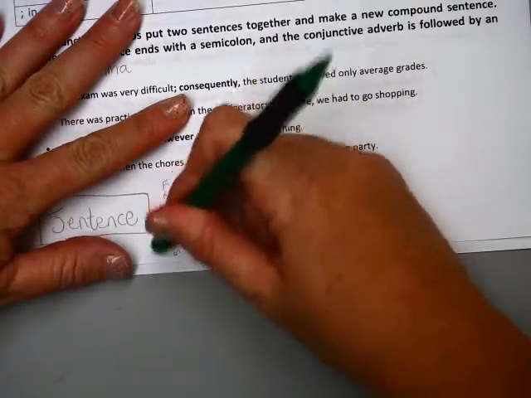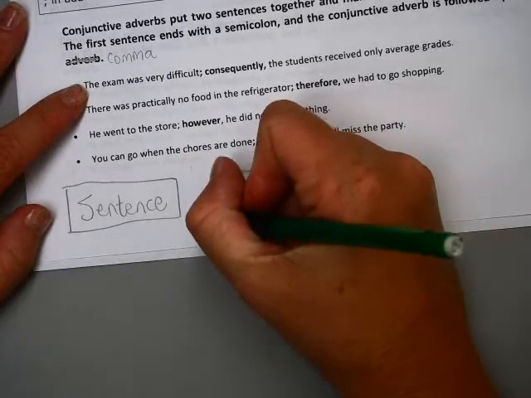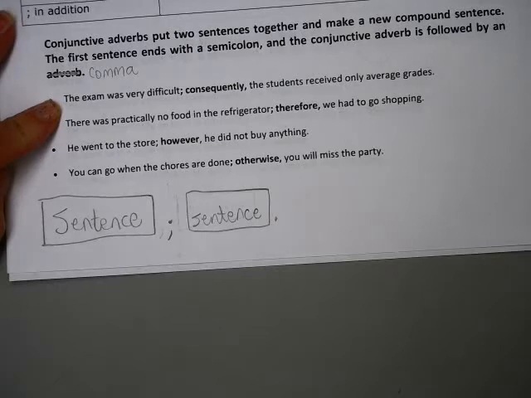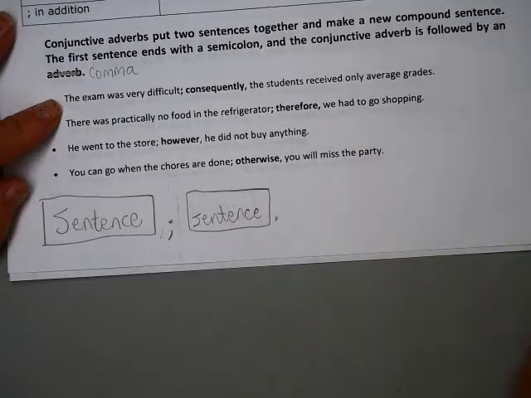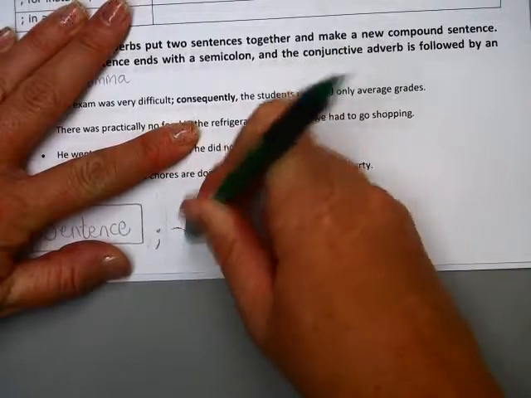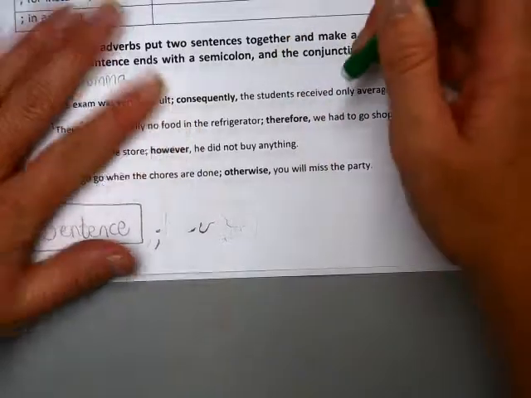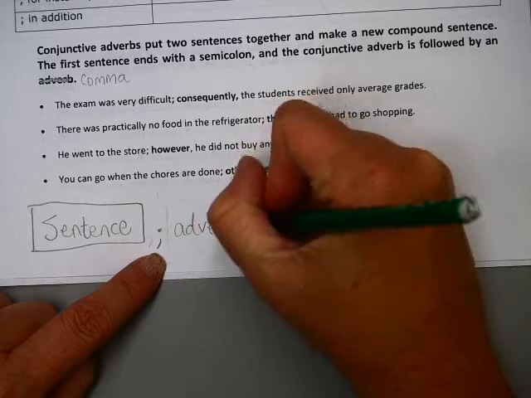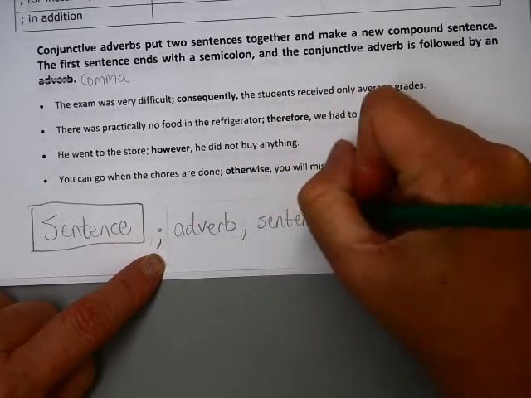So, let's forget about this for a moment, and remember that we can also put together two independent clauses with just a semicolon. Well, if there's really something else you need to say in between these two independent clauses, this is where your conjunctive adverb is going to come in. So, instead of just rushing right off into your next sentence, let's add a little bit more to it. Let's have your sentence, semicolon, adverb, comma, and then have your sentence.